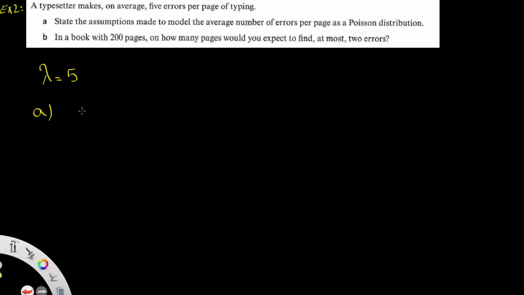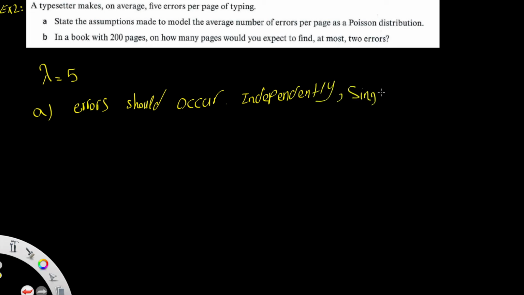First, errors should occur independently, then singly, and at random.